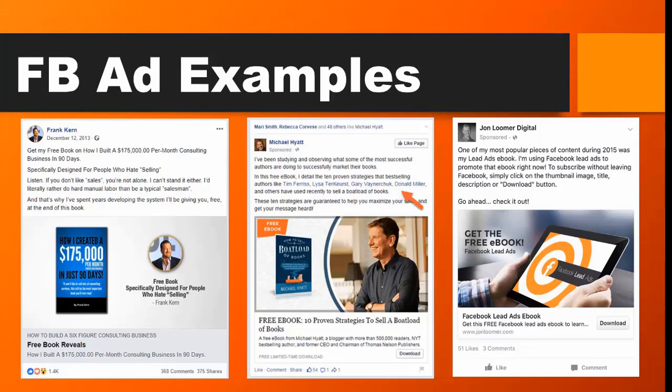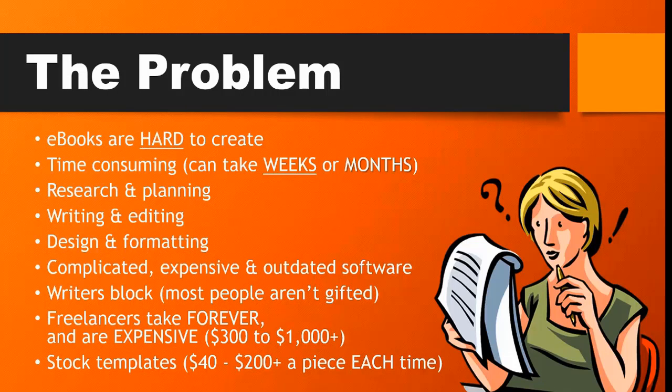So by now you should know that you need to have an ebook at the beginning of the funnel. This is a really proven and successful formula, but there's a massive problem. Creating ebooks is a huge, massive problem. They're actually hard to create. You may have heard that they're easy, but they're not.